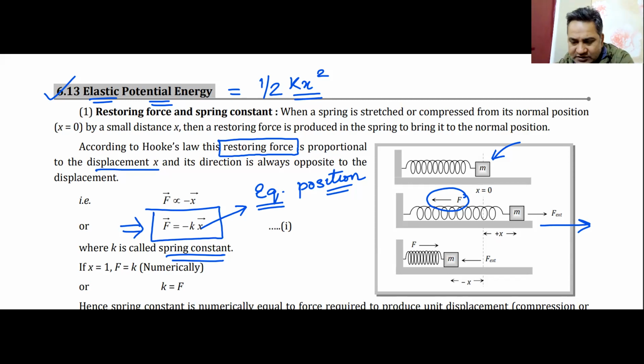If you can just draw these three diagrams, write F is equal to minus kx, that is good enough for you. X is the displacement from the mean position or the equilibrium position. K is the spring constant. Negative sign indicates that it is opposite to displacement. If you can note this thing down, I'll give you 2 minutes to do it.